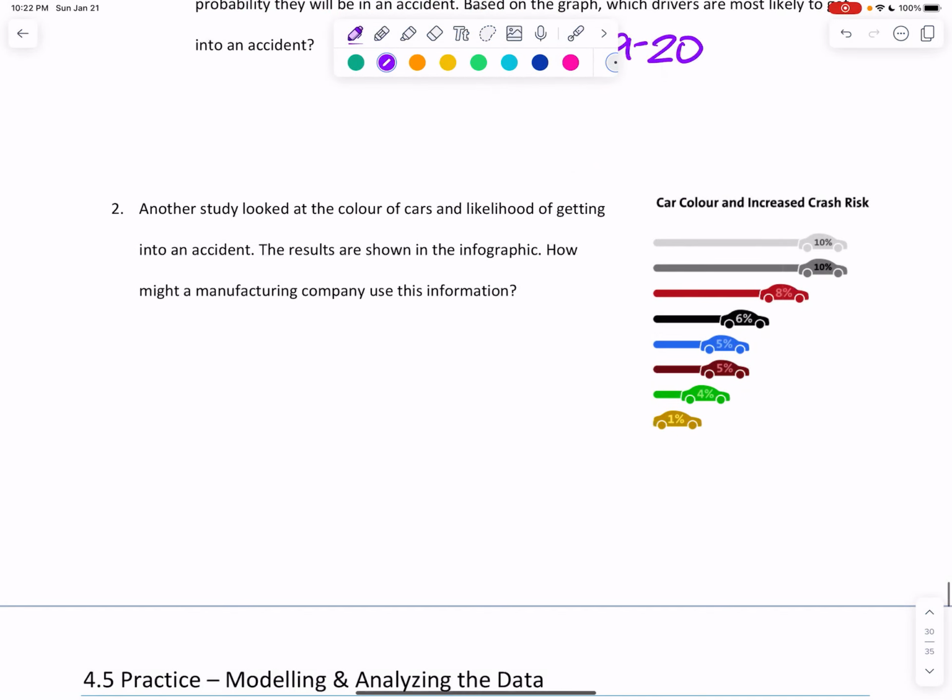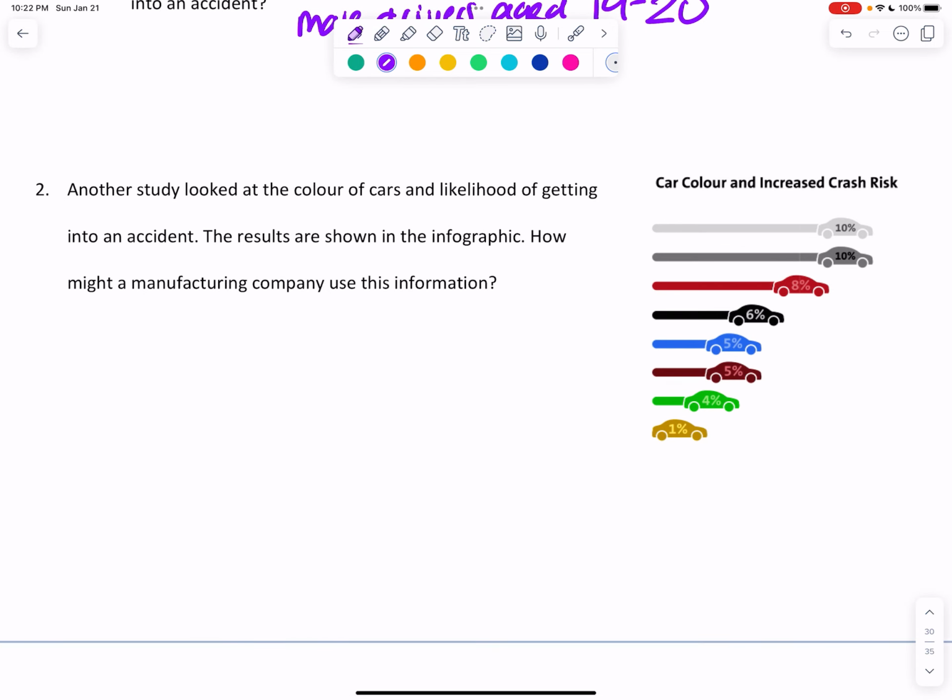Last example that we have here, this is an infographic. This is one of those easy to read question or data representations that hopefully most people of the general population will be able to interpret. And it's about how car color and crash risk are associated.